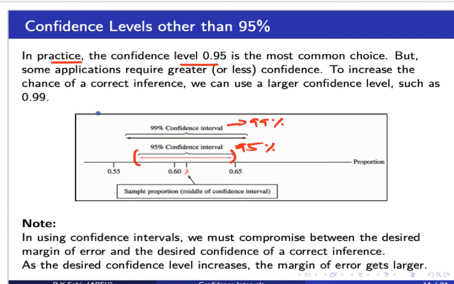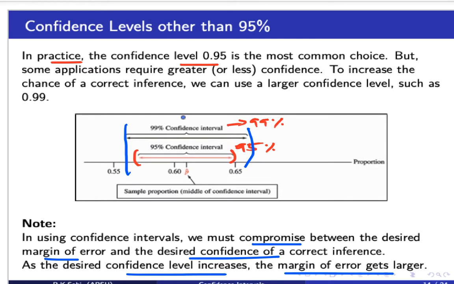When we increase it to 99%, now this is our confidence interval. So the more confident we are, the larger the range of values. What we normally have to do, when we're doing these problems, is make a compromise between the desired margin of error and the desired confidence of a correct inference, because the wider the interval, the more possibility there is for the true population parameter to fall within it. So as the confidence level increases, the margin of error gets larger.